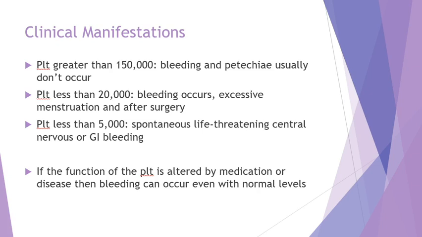In your notes, it does give some types of bleeding that you see with a platelet count at about 20,000. We're going to talk more about that when we talk about ITP. If the function of the platelet is altered by medications or diseases, then bleeding can occur even within normal levels of platelets. So that is talking about those medications or any diseases that give us problems.